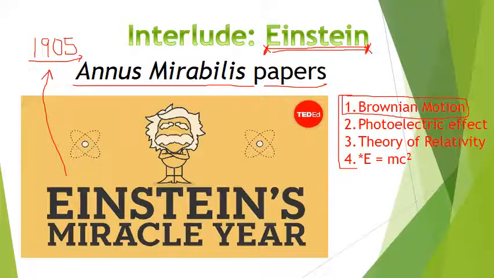What we're going to see is that we're going to be using number 2, the photoelectric effect, and we're also going to be talking about the theory of relativity. We won't talk about E equals mc squared. That's more nuclear chemistry, which if you take Chem 122, we'll talk about.